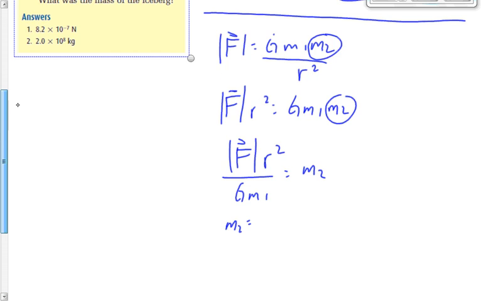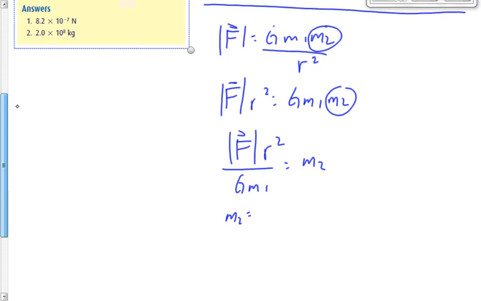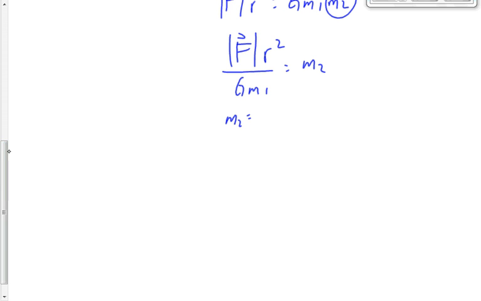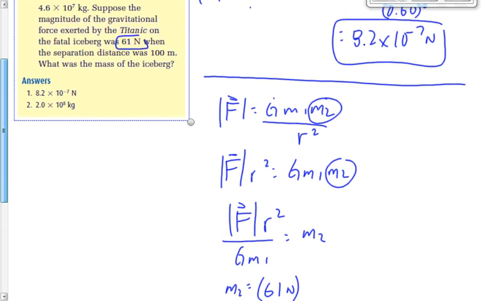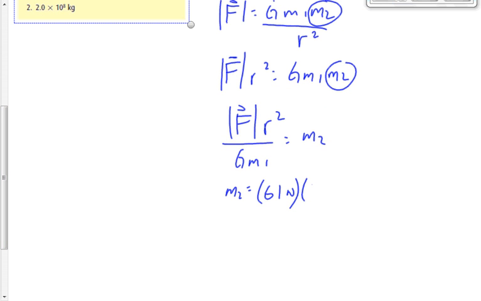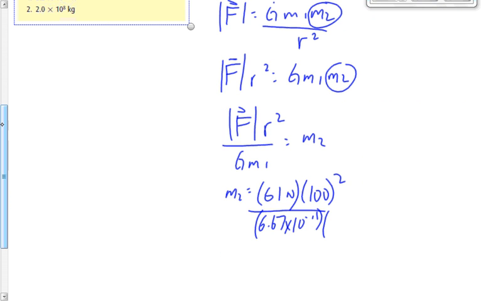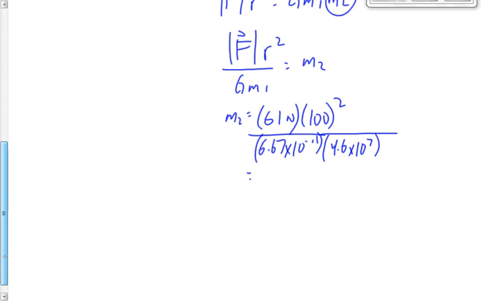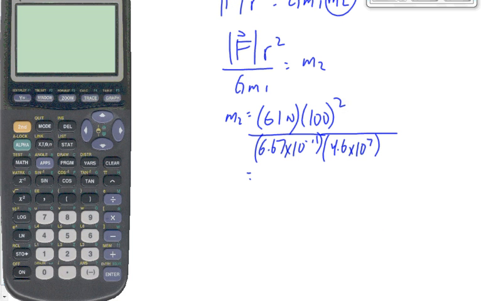The force of gravity here is 61 newtons. The distance, I think they said, was 100 meters. Yeah. Can't forget to square that. 6.67 times 10 to the minus 11 times M1, which was 4.6 times 10 to the 7. Let's do this one on our calculator as well to make sure that we can do this. Okay, follow along with me, please, on this one.